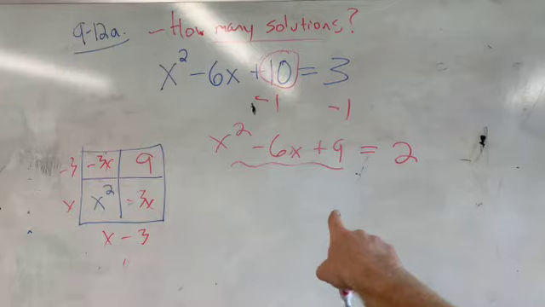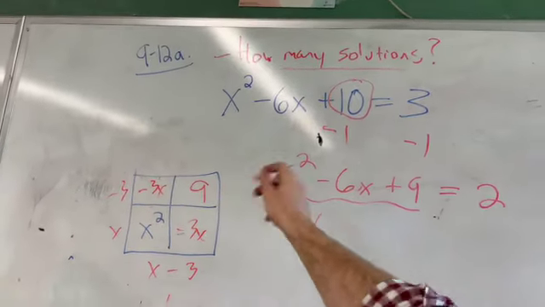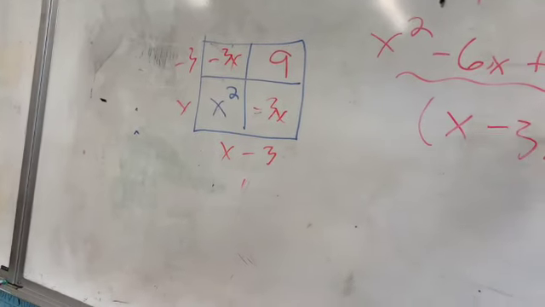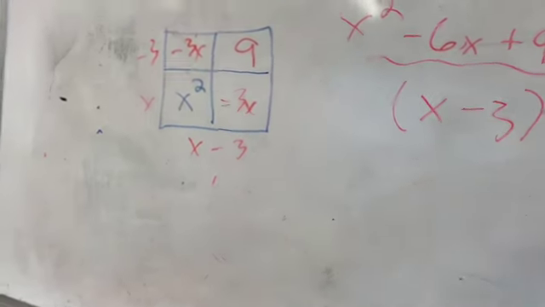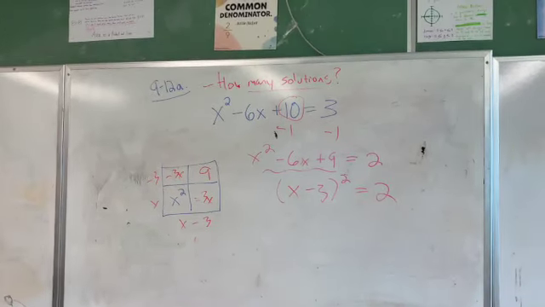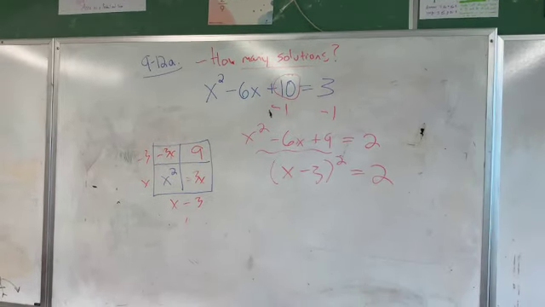So I have to do that first before I can figure out how many solutions I have. Well, x squared minus 6x plus 9, we proved that that is equal to x minus 3 squared. The quantity x minus 3 squared is equal to 2. At this point, did you figure out how many solutions there are going to be? Why at this point? What did you have to do to keep solving this?